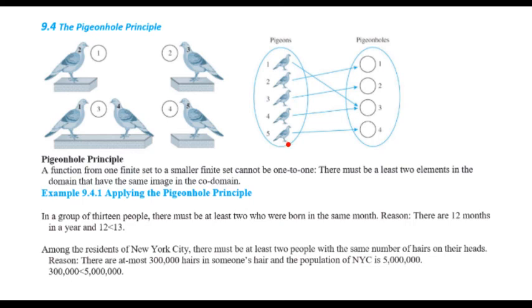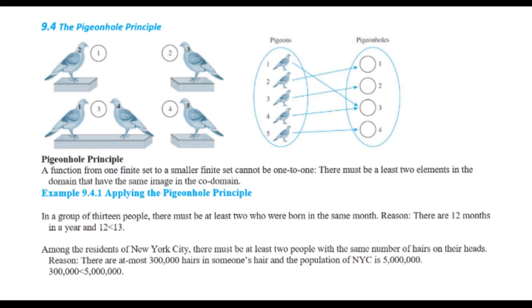So since we have 5 elements in the domain and 4 elements in the codomain, it's impossible to have a one-to-one function, and we should have at least 2 elements of the domain, like pigeon number 1 and 4, that both go into the same pigeonhole, that both are mapped into one element in the codomain. That's why it is not possible to have a one-to-one function from a finite set to a smaller finite set.